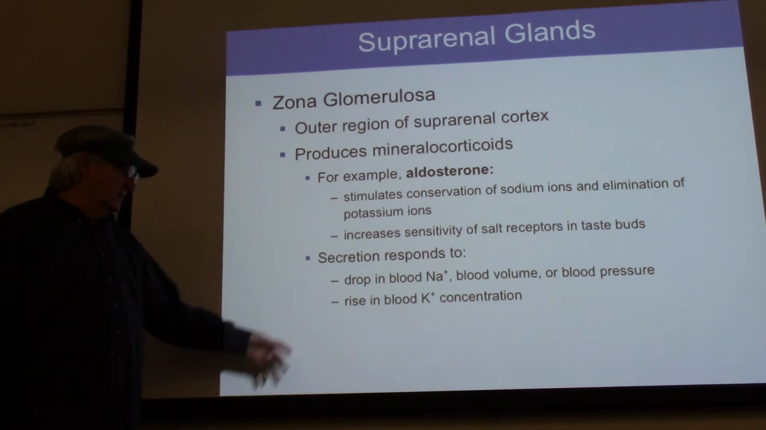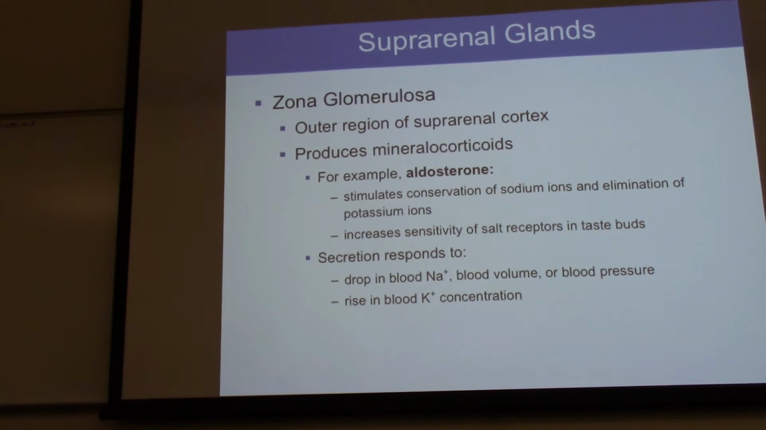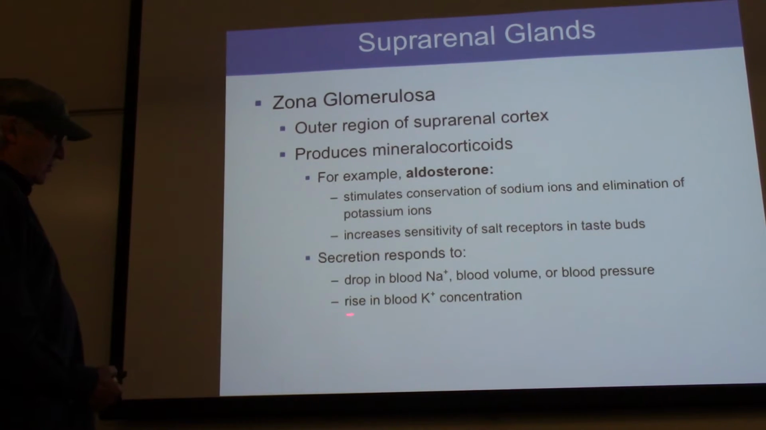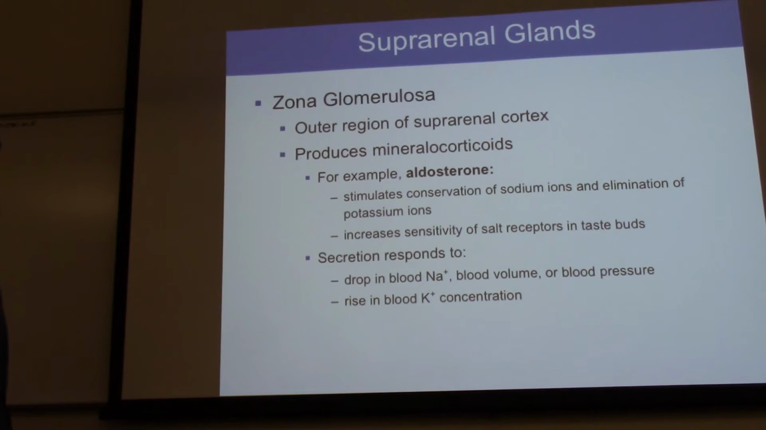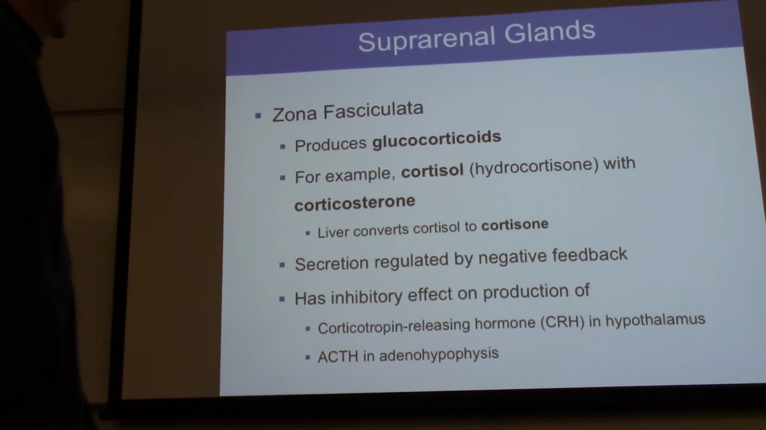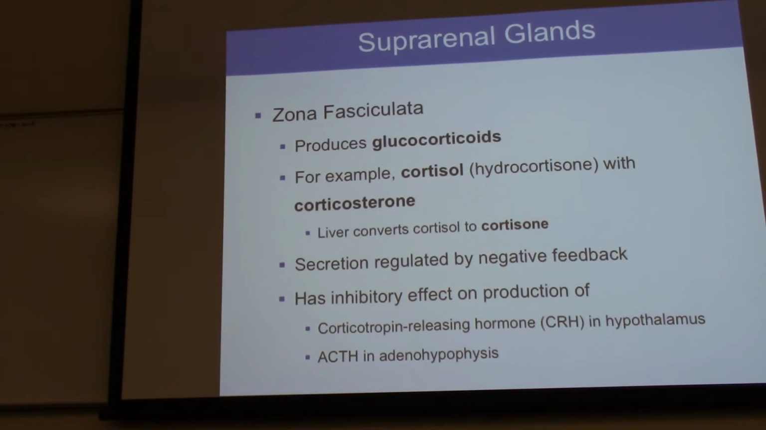A rise in blood potassium concentration will also do it, because remember that it causes you to conserve sodium, but to eliminate potassium. So if your potassium level is getting too high, you're going to want to have less aldo so you can pass more out, right? Y'all got to think these things through. All right, so that's the zona glomerulosa. The next one is the zona fasciculata.